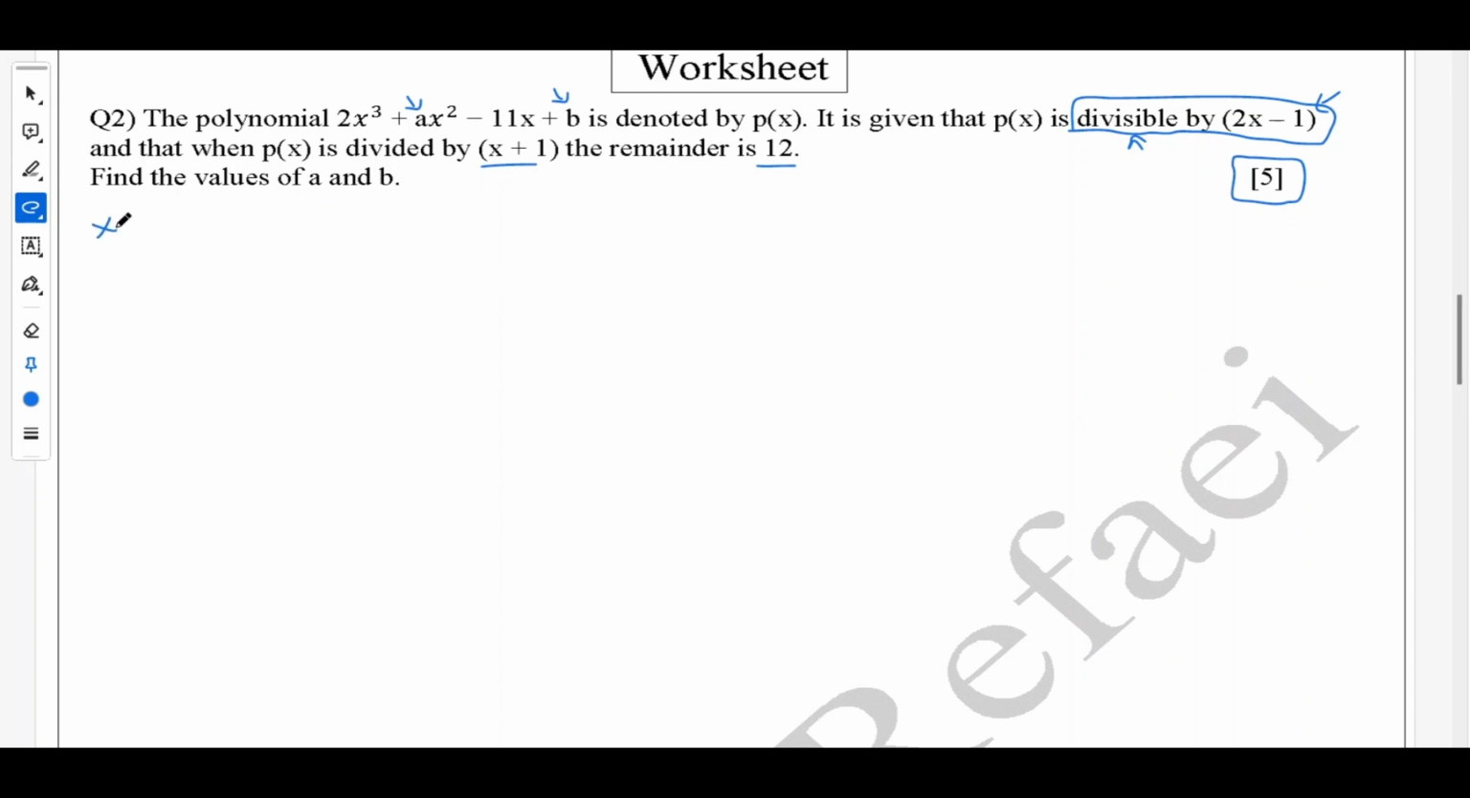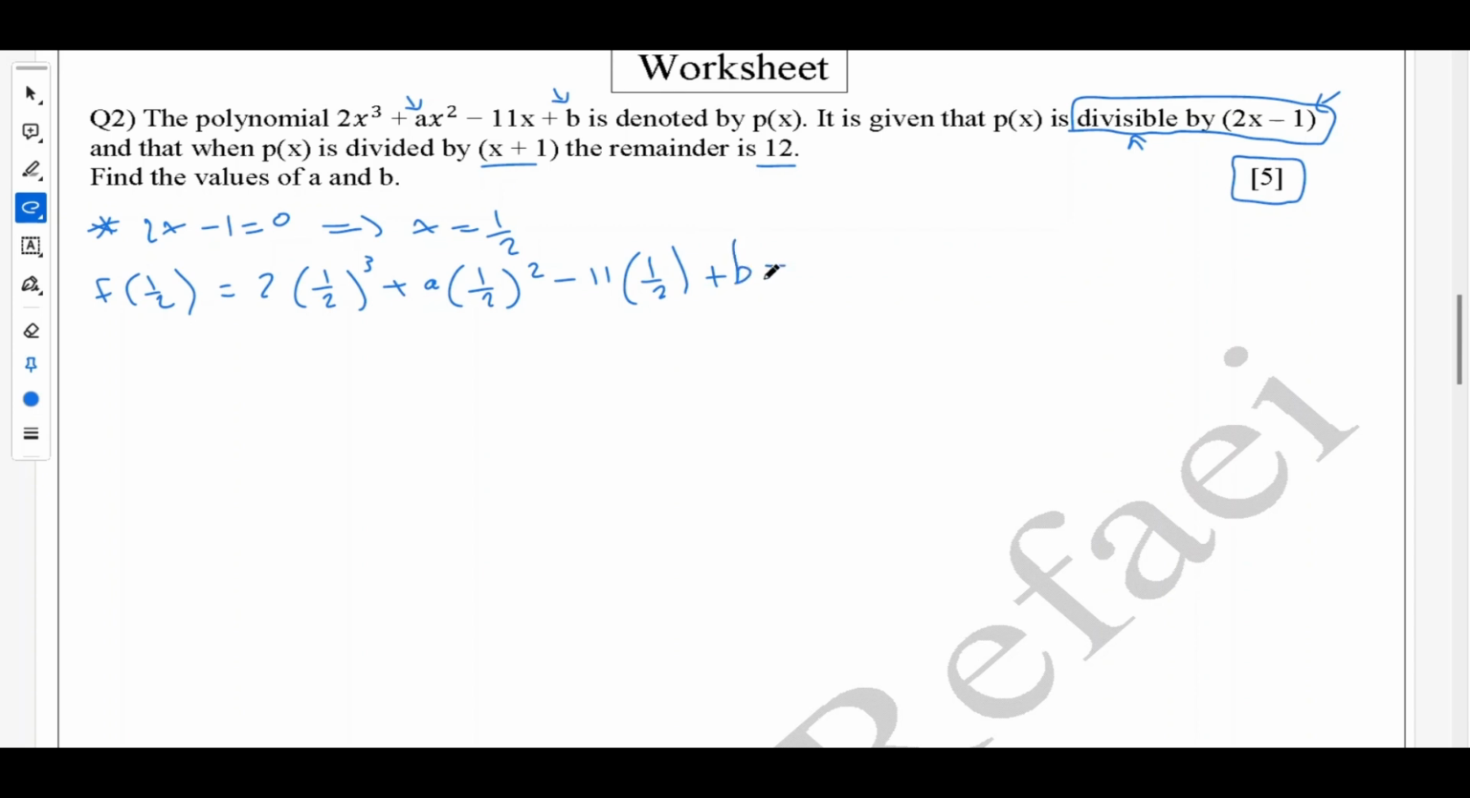Let's start. It's divisible by 2x minus 1, so 2x minus 1 equals 0, so x equals half. f(half) equals 2 by 1 over 2 cubed plus a by 1 over 2 squared minus 11 by 1 over 2 plus b, and it will be equal to 0. Why equal to 0? Because it's divisible.